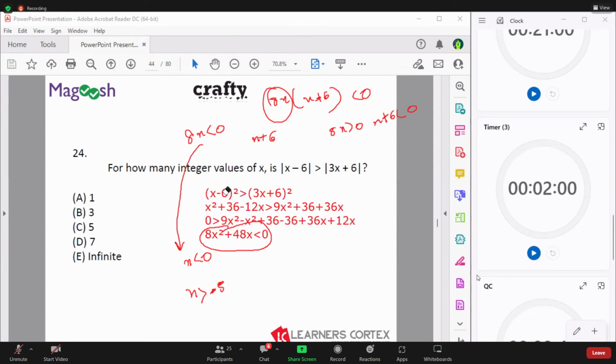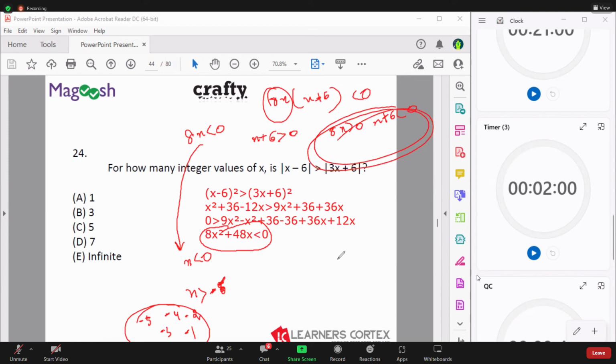Right, so if 8x is less than 0, then x is less than 0, and if x plus 6 is greater than 0, then x is greater than minus 6. So the values will be minus 5, minus 4, minus 3, minus 2, and minus 1. These are the 5 possible values.